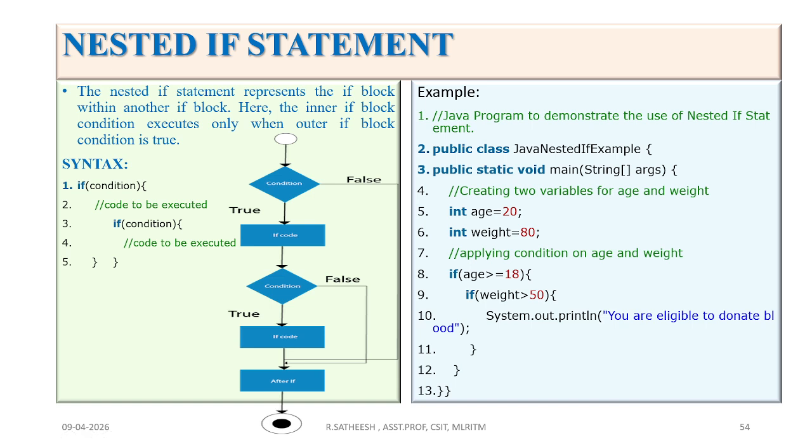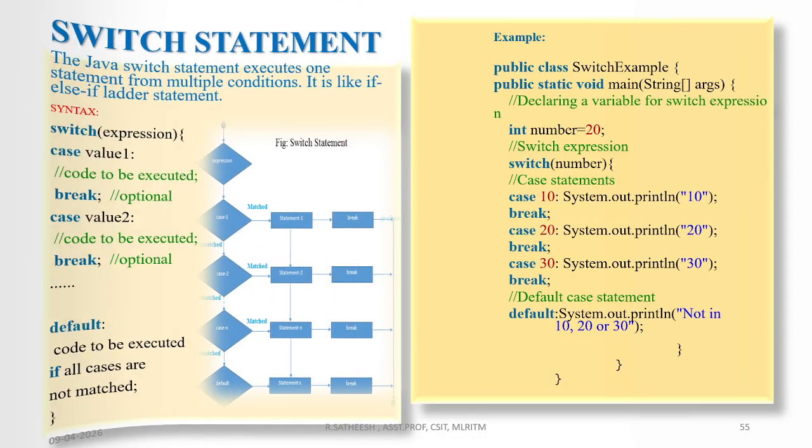So for example, if the age is 15, greater than or equal to 18, yes, in the first condition itself it is false, no need to check the second condition. Okay, so if the weight is 40, even if the first condition is true and the second condition is false, even in this case the statement is not going to be executed. So this is how a nested if can work.